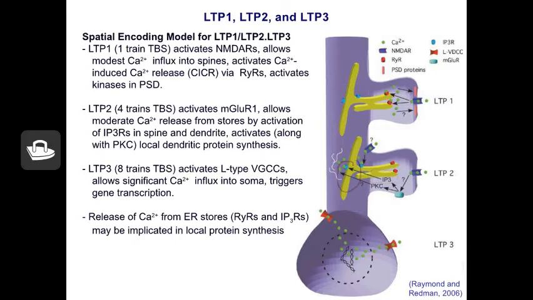And then LTP3, consisting of course of 8 trains of theta burst stimulation, activates L-type voltage-gated calcium channels. This allows significant calcium influx into the soma, which they propose triggers gene transcription. So in summary, this describes all of the mechanisms that are produced by weak and a little bit stronger and a little bit stronger theta burst stimulation.